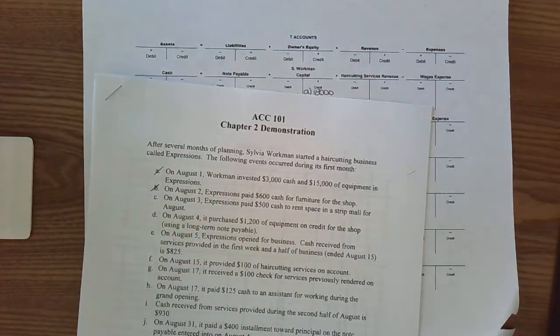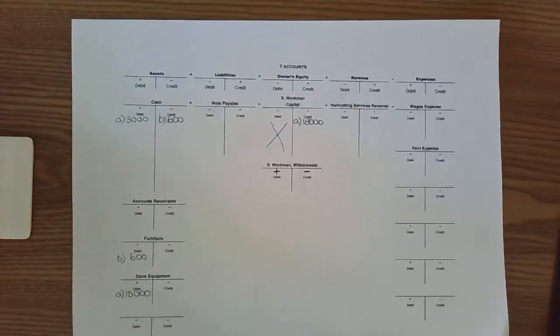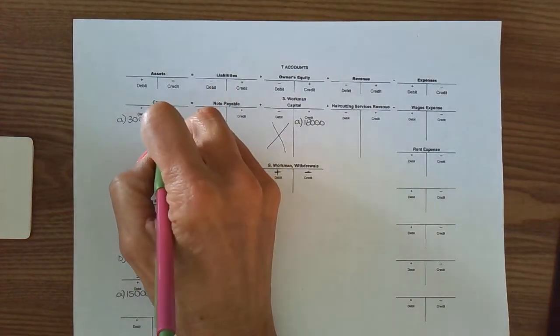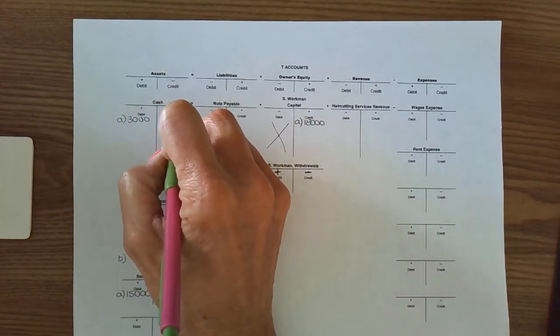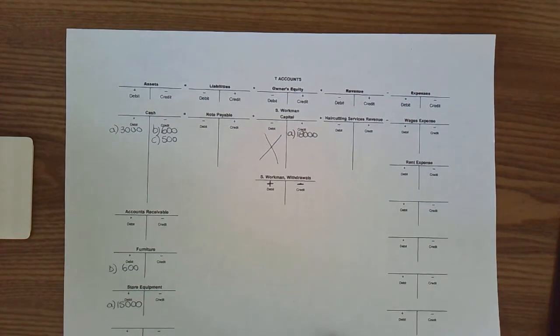Letter C, Expressions paid $500 cash to rent the space in the strip mall. So we're going to pay out some cash. This is letter C. We're going to minus our cash, 500. And then what did we get for our $500? We got one month's rent.